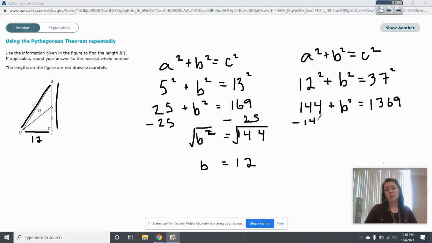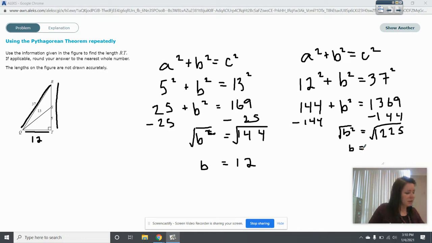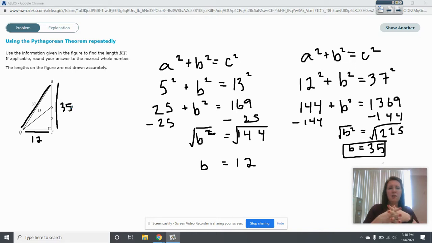And now I'm going to solve. So subtract 144 on both sides. B squared equals 1,225. Take the square root on both sides to get b by itself. Square root of 1,225, and that equals 35. So our answer is 35. So this length right here is 35. So that is the first example of using Pythagorean theorem multiple times to find a missing length.